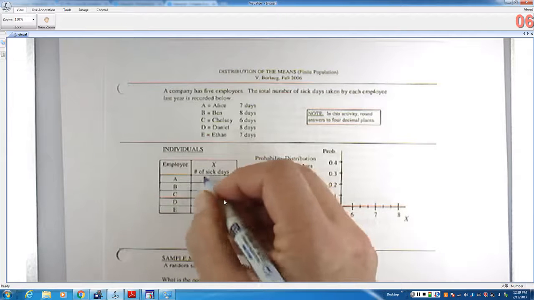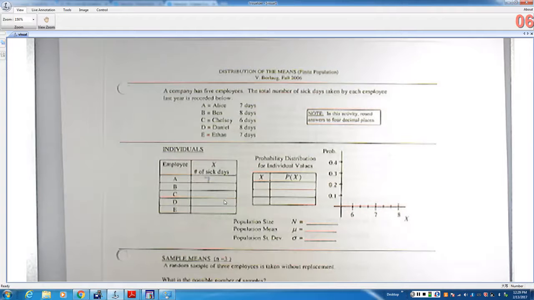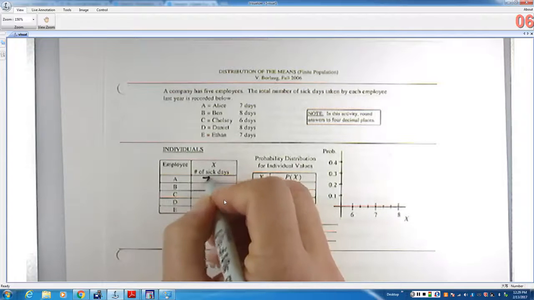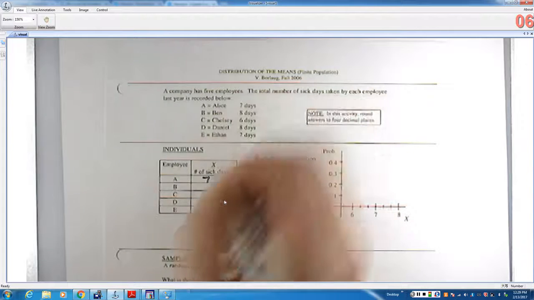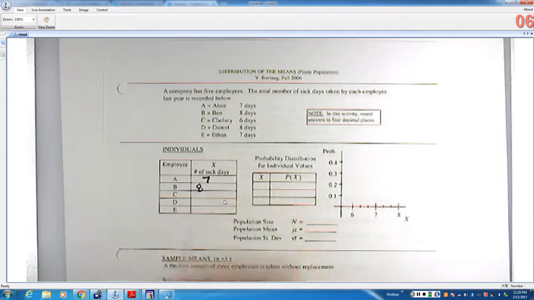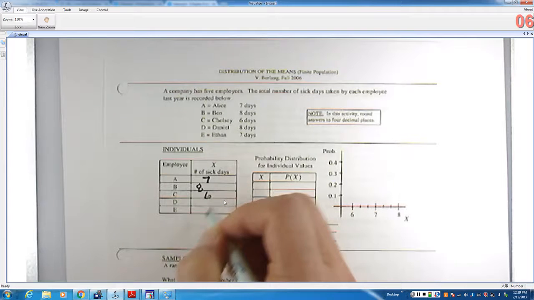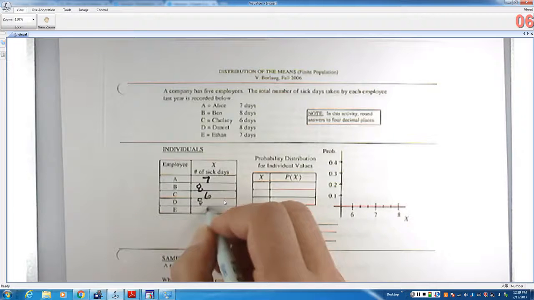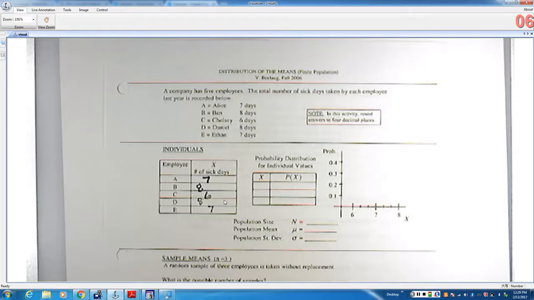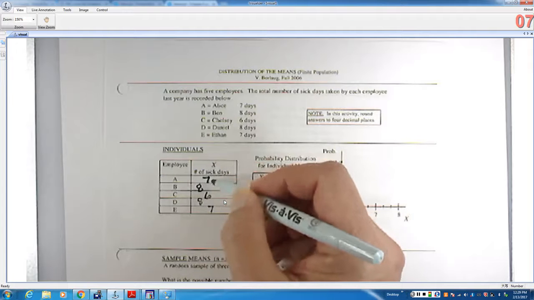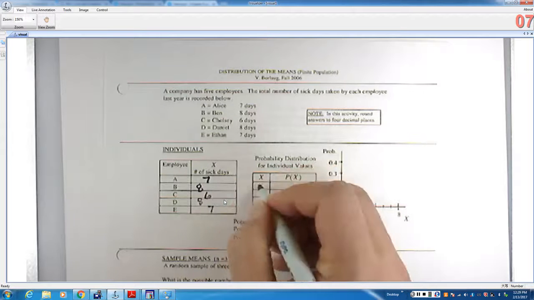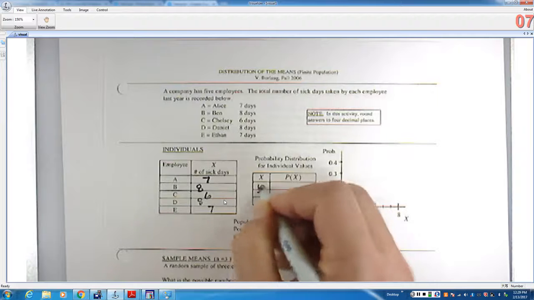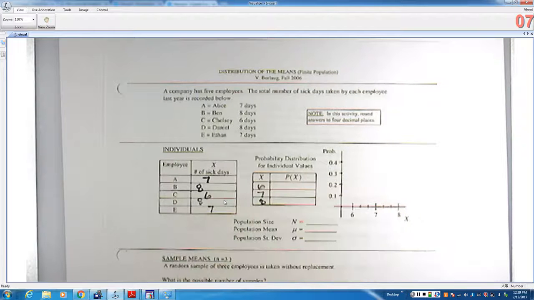So Alice missed 7 days. Ben missed 8 days. Chelsea missed 6 days. Daniel missed 8 days. And Ethan missed 7 days. Okay, so that's what we have. Now we're going to see what your x values are. Well, you have 6, 7, and 8.